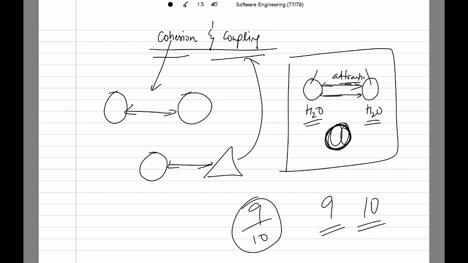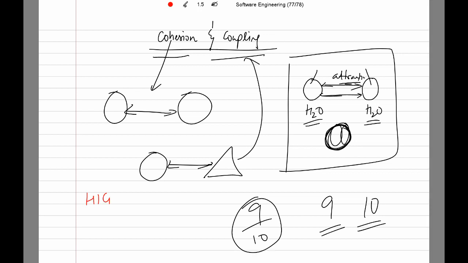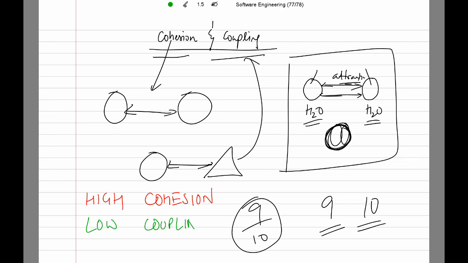Now, those designs which are good and supposed to be highly modular have high cohesion. Just remember that, because then we will discuss what exactly they are. A good, highly modular design will have high cohesion, and it should have low coupling. So our target, when we are making a design and getting all the modules together, should be achieving high cohesion. That means the attraction between similar kinds of molecules should be high, and the attraction between two different kinds of molecules should be low.